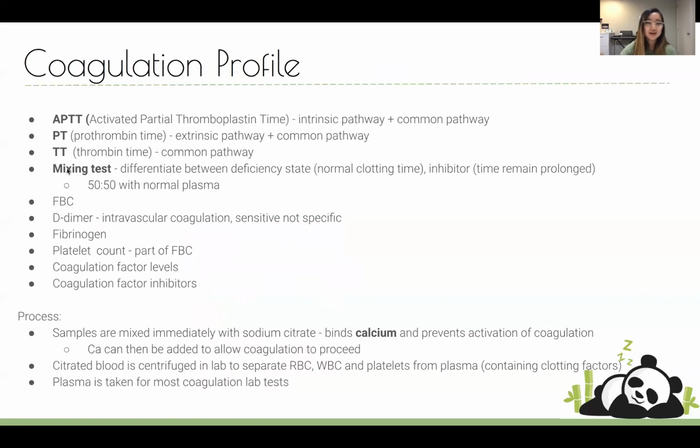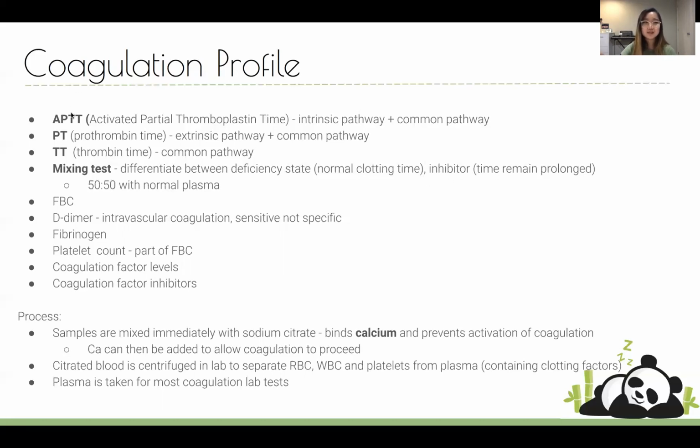You can do a mixing test, and that differentiates between a deficiency state or an inhibitor. And that's when you mix the patient's plasma, which you don't know whether they're coagulation or clotting factor deficient, with someone who's normal, like normal plasma. And if it's just a deficiency, the normal plasma will make up enough of the clotting factors that you get a normal clotting time. Whereas if they have an inhibitor that's inhibiting the action of their clotting factors, then even when you mix it with normal plasma and add more normal clotting factors, it's still going to be there and the time's still going to be long.